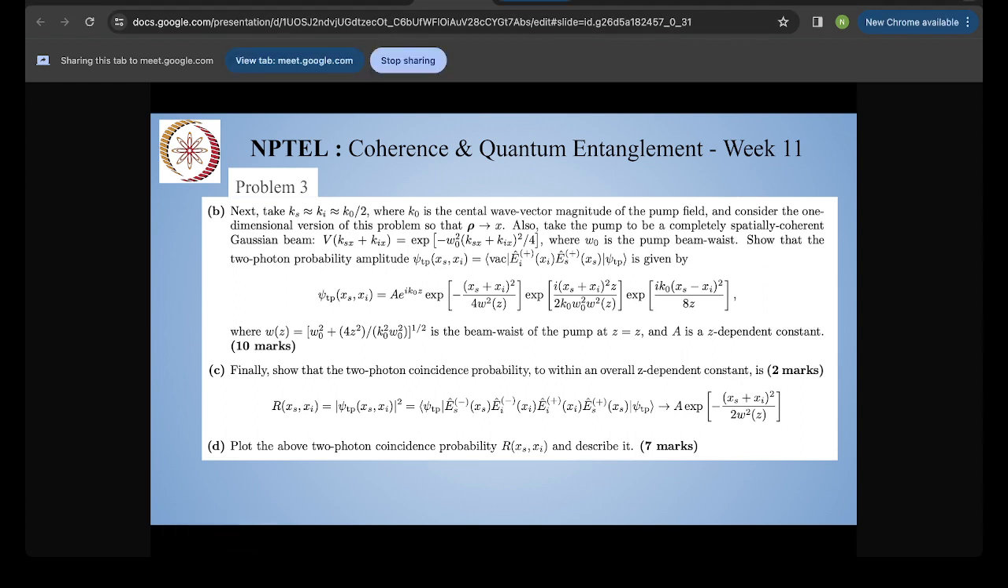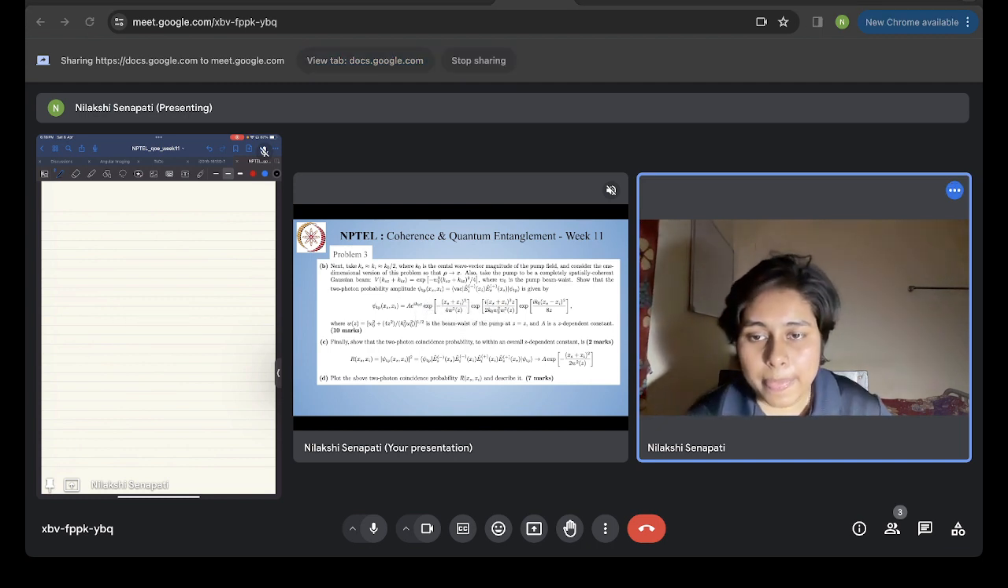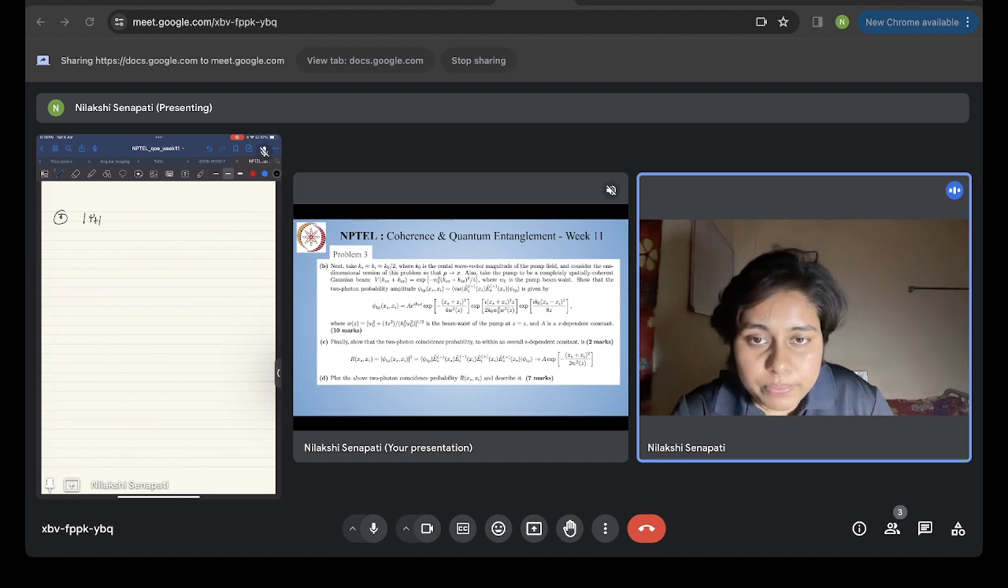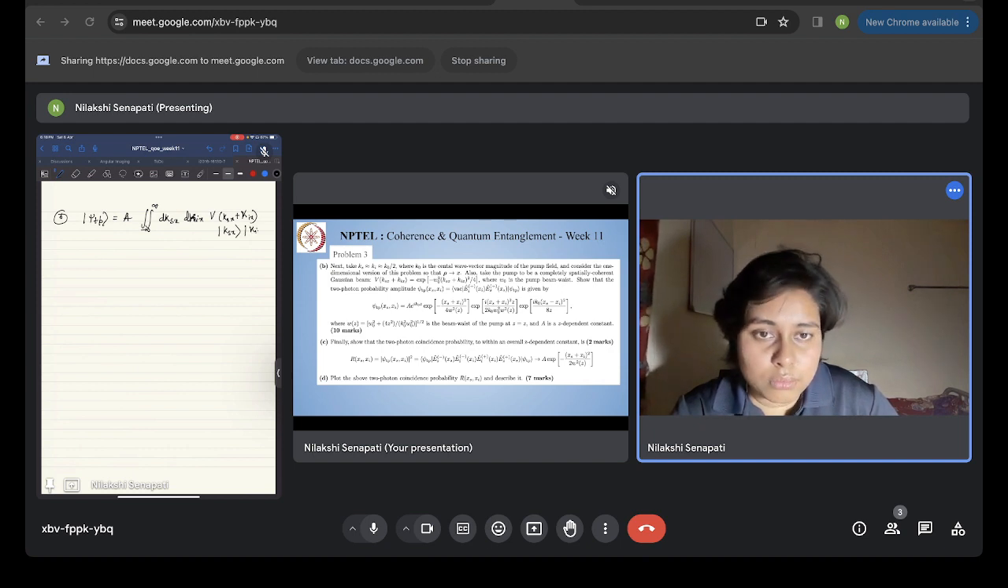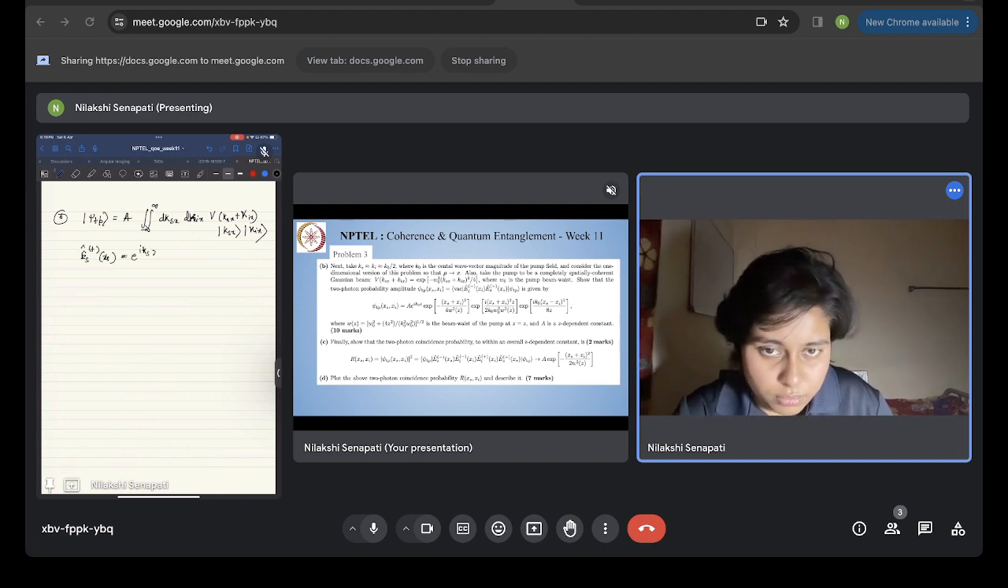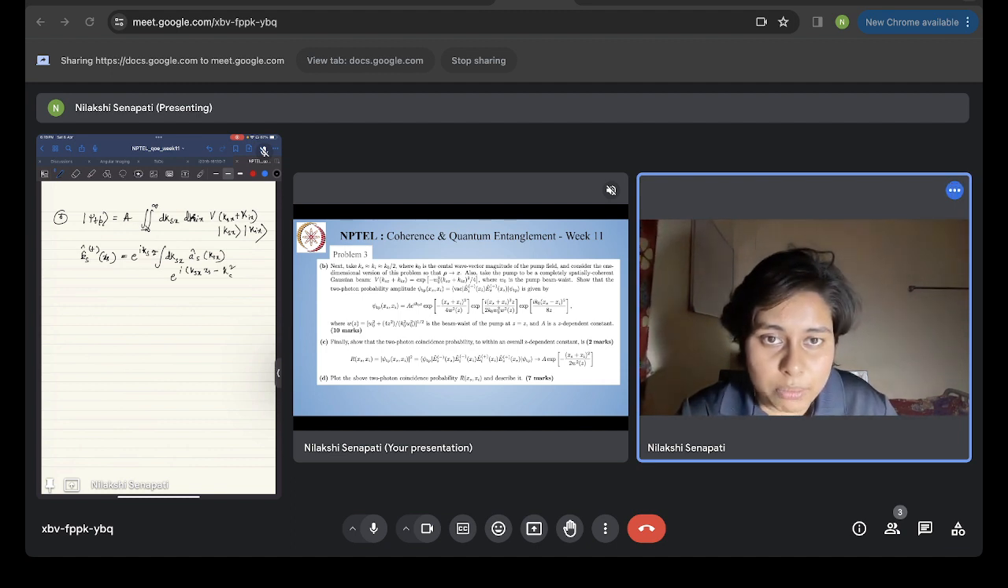So we need to do this part 2. Let's do whatever is told to you. So part B, for the one-dimensional version of this problem, we have psi_tp. You guys know these steps, that's why I am not explaining. This is what we have just done, but right now I am doing it in 1D.